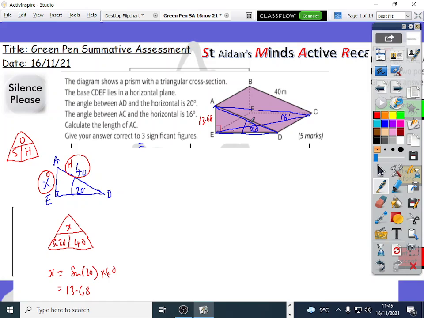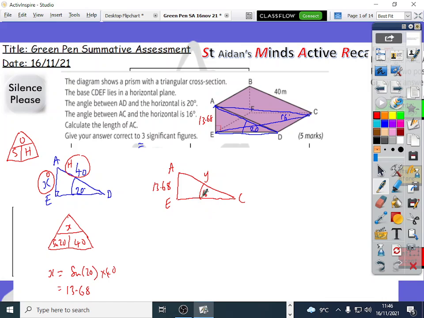So this makes this triangle here, again I'm changing the 3D into a 2D. That is A, that is E, and that line going to there is C. The angle that it makes with this horizontal line is 16. This is 13.68, what we just calculated, and we need to find the distance AC. So this time I'm going to call that Y.